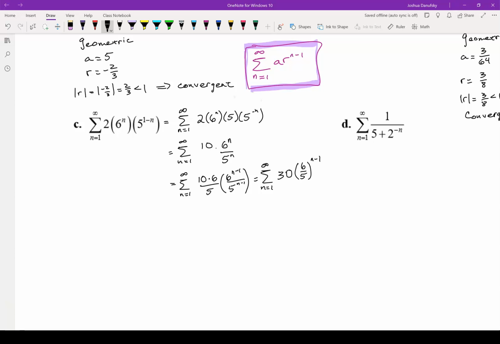So just like that, we've rewritten our series as a times r to the n minus 1 power. So the series is geometric. A is equal to 30. R is equal to 6 over 5. Notice that absolute R is greater than or equal to 1. Therefore, this geometric series is divergent.